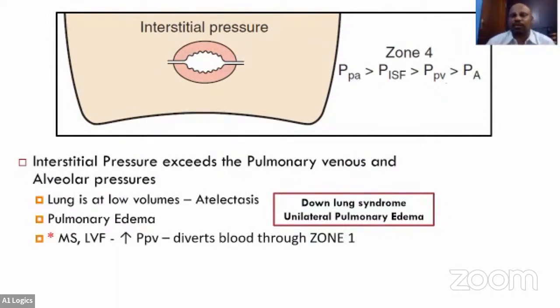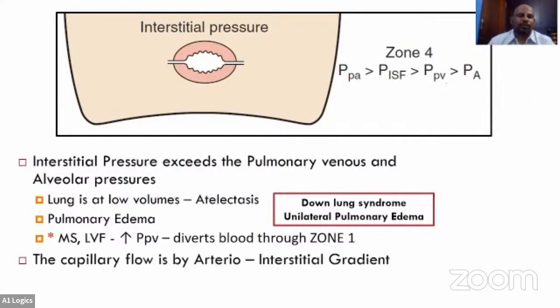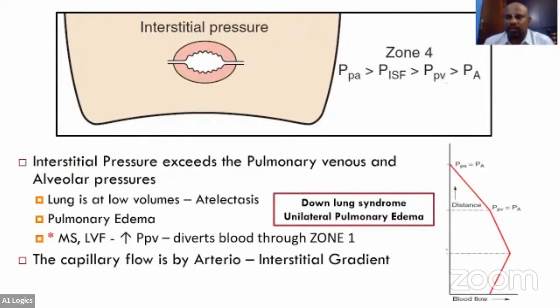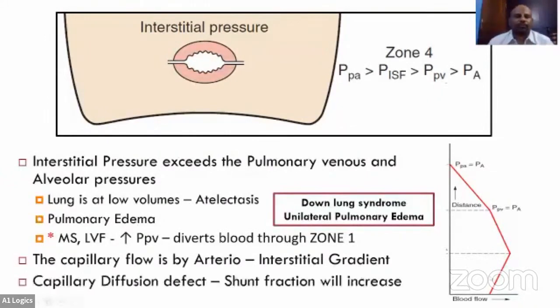If there is high interstitial pressure in zone 4 and zone 3, the pulmonary blood can flow through zone 1. We already saw that the capillary flow is by the arterio-interstitial gradient. So if you look at this diagram which we had in the earlier phase, you can see that in zone 1, this is the blood flow and this is the pressures. Here there was no flow at all. In zone 2, there was some flow. In zone 3, there is a maximal flow. And when zone 4 started occurring, the blood flow started to decrease. You can see that it's a decrease here.